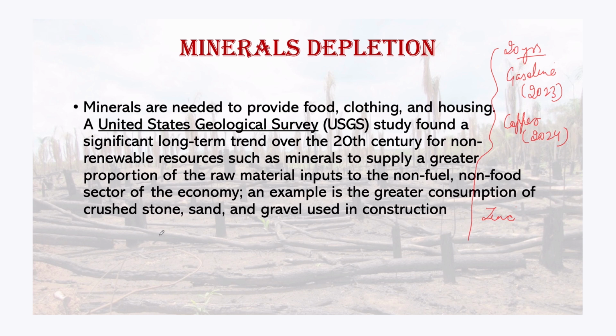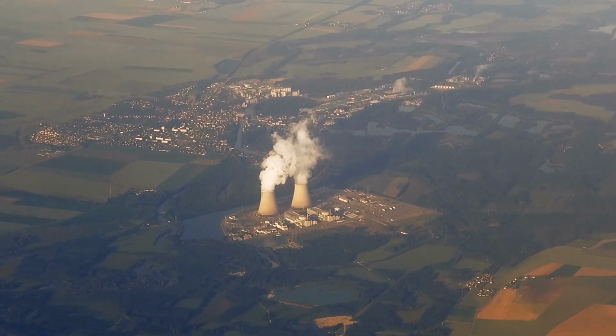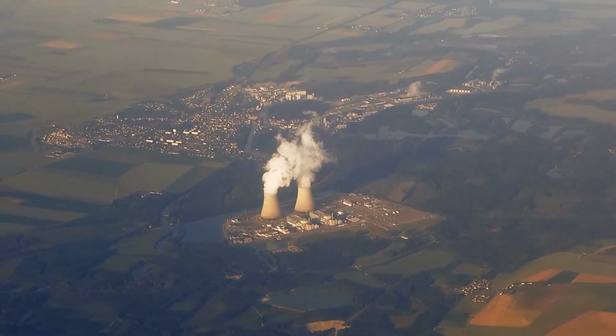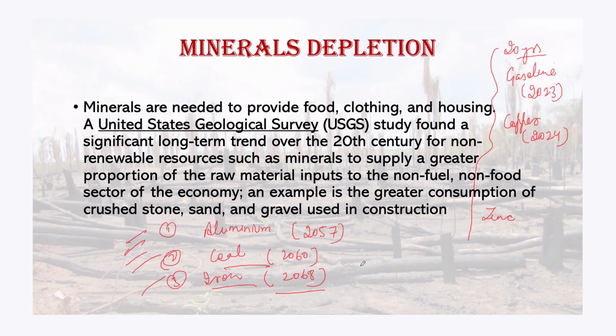Now there are certain minerals projected by some to enter production decline during the present century, any time in this present century. So these are your aluminium by 2057, coal in 2060, iron by 2068. Such projections may change as new discoveries are made, and they typically misinterpret available data on mineral resources and mineral reserves. However, these are the data for the present decline in these metals and minerals.